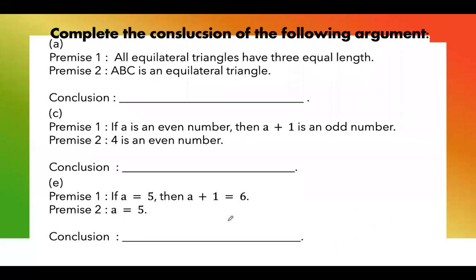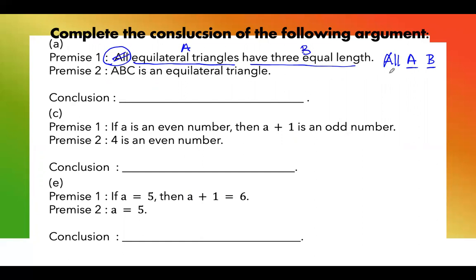Complete the conclusion based on the 3 types. So how to do this? Okay. All equilateral triangles have 3 equal lengths. So when you see the word all, then it's type 1. So type 1 is all A is B, C is A, C is B, right? So we have to determine what is A and B. So equilateral triangles, that is A, then have 3 equal lengths, that is B.